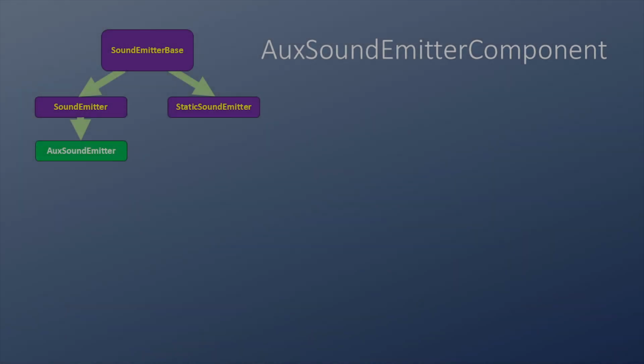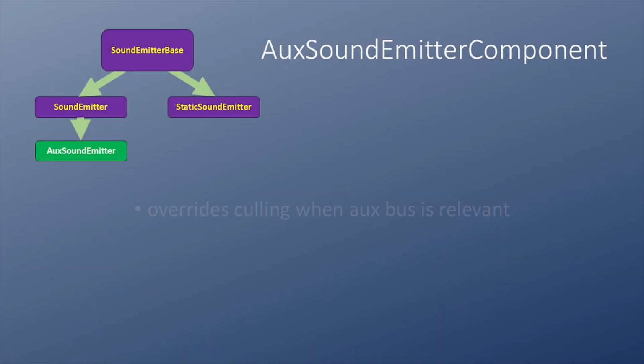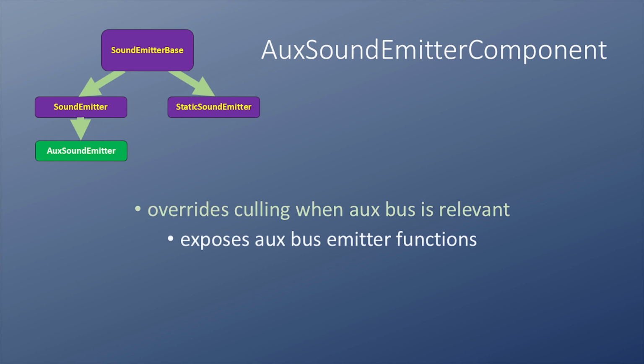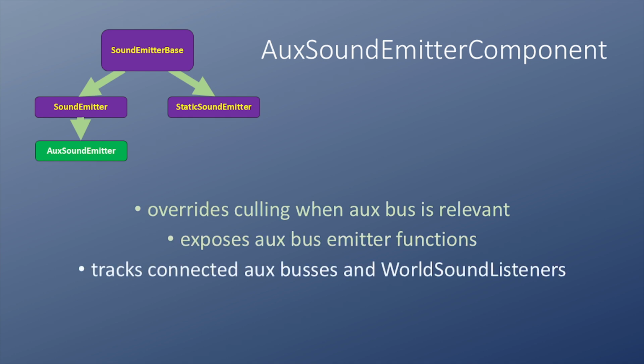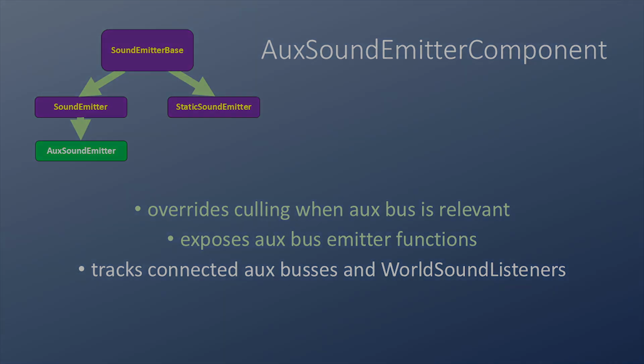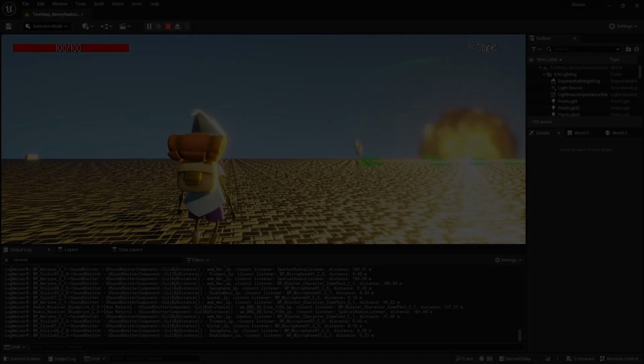Finally, the AuxSoundEmitter component uses a very similar culling system to override the SoundEmitter's culling systems when any of the aux buses connected to the emitter are relevant to a listener in the scene. It also exposes aux bus related functions to blueprints, and tracks connected buses and their respective world listeners. So, to wrap up this video, let's see all of this work together in our scene from the previous video.